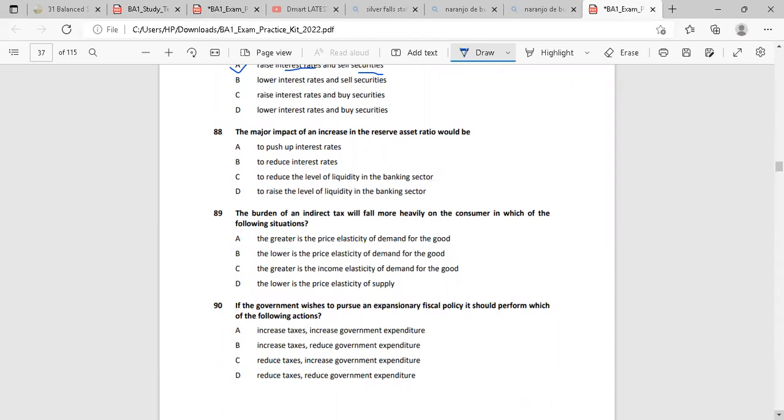Then we see the major impact of an increase in the reserve asset ratio would be. They are increasing the amount of reserves which have to be maintained by the banks. Reserve asset ratio would push up interest rates and reduce the level of liquidity in the banking sector.